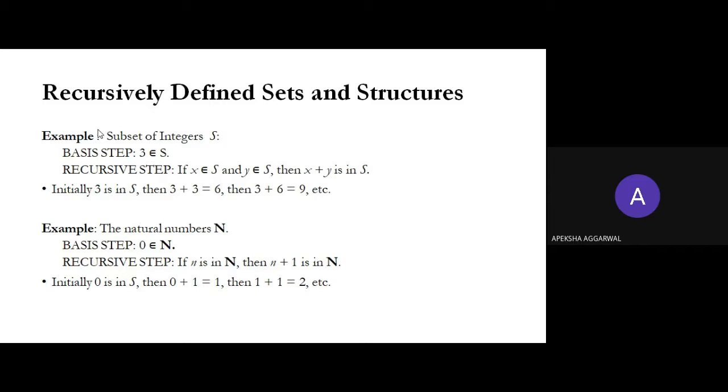So the basis step is you have an element 3 that belongs to set S, and then the recursive step is you just keep on adding, and that number also belongs to set S. Similar thing goes with the natural numbers.